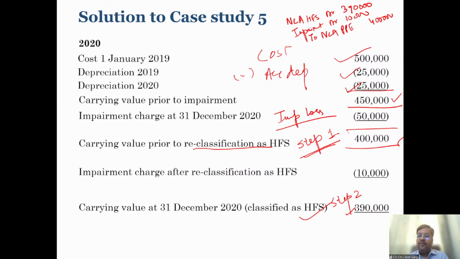For example, the cost was 5 lakh rupees. Life was 20 years, right? So in the first year, you have charged a depreciation of 5 lakh divided by 20, which comes out to 25,000. What is the carrying value at the end of year one? Please tell me.